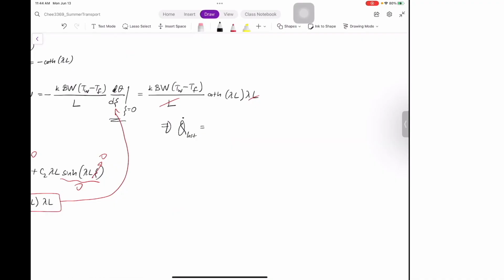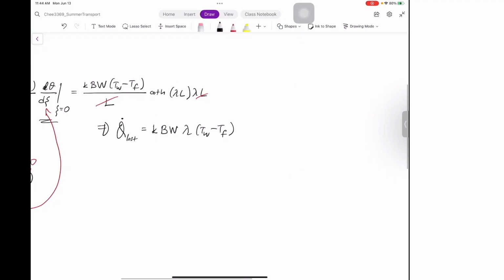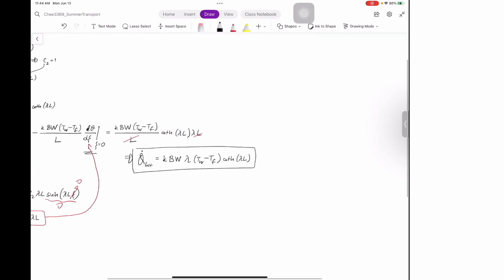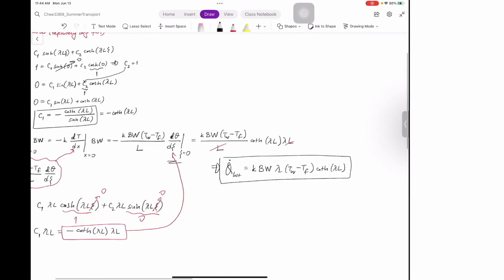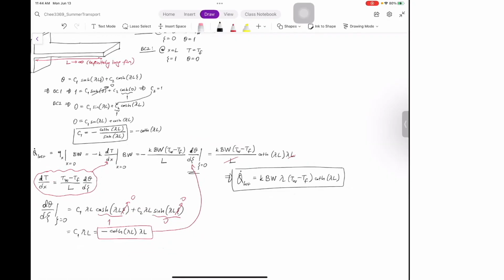From here we get Q lost is equal to k B W lambda T wall minus Tf times cotangent hyperbolic lambda L. Yeah, that's the amount of heat lost for the case of infinitely long fin. Okay.